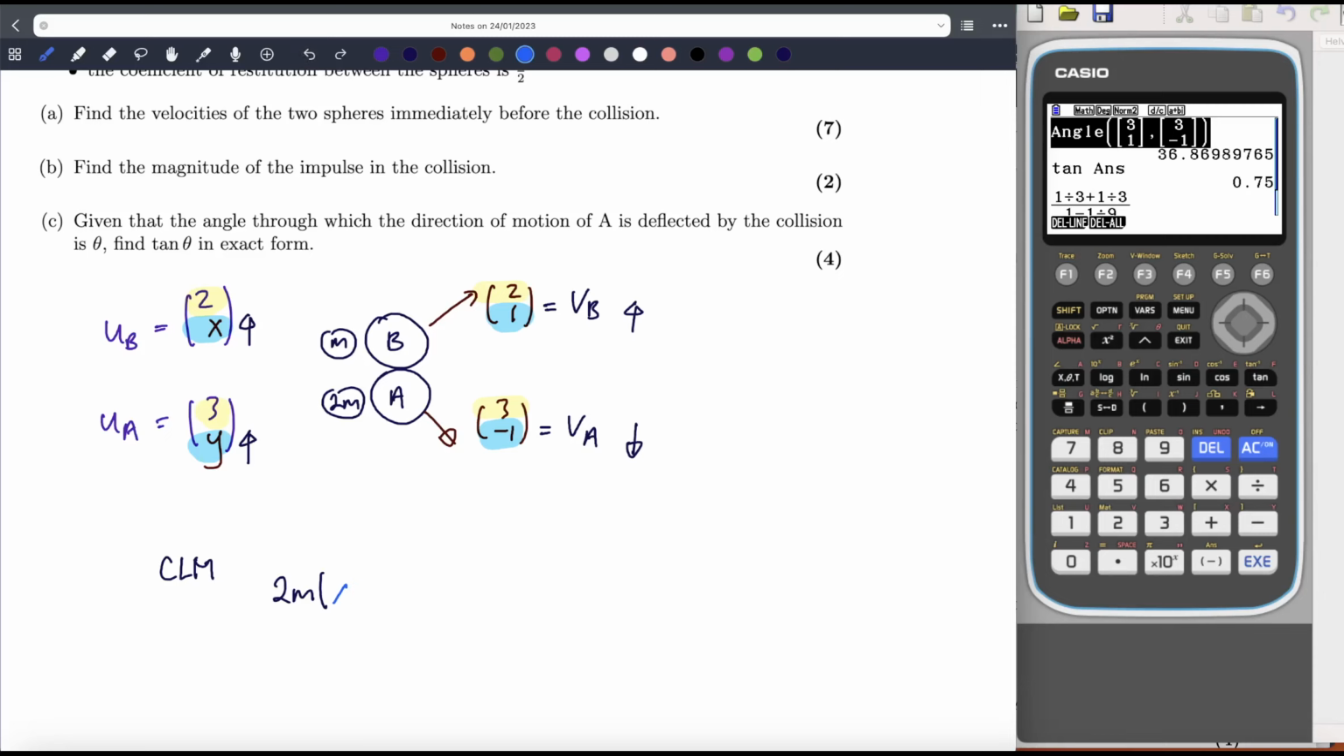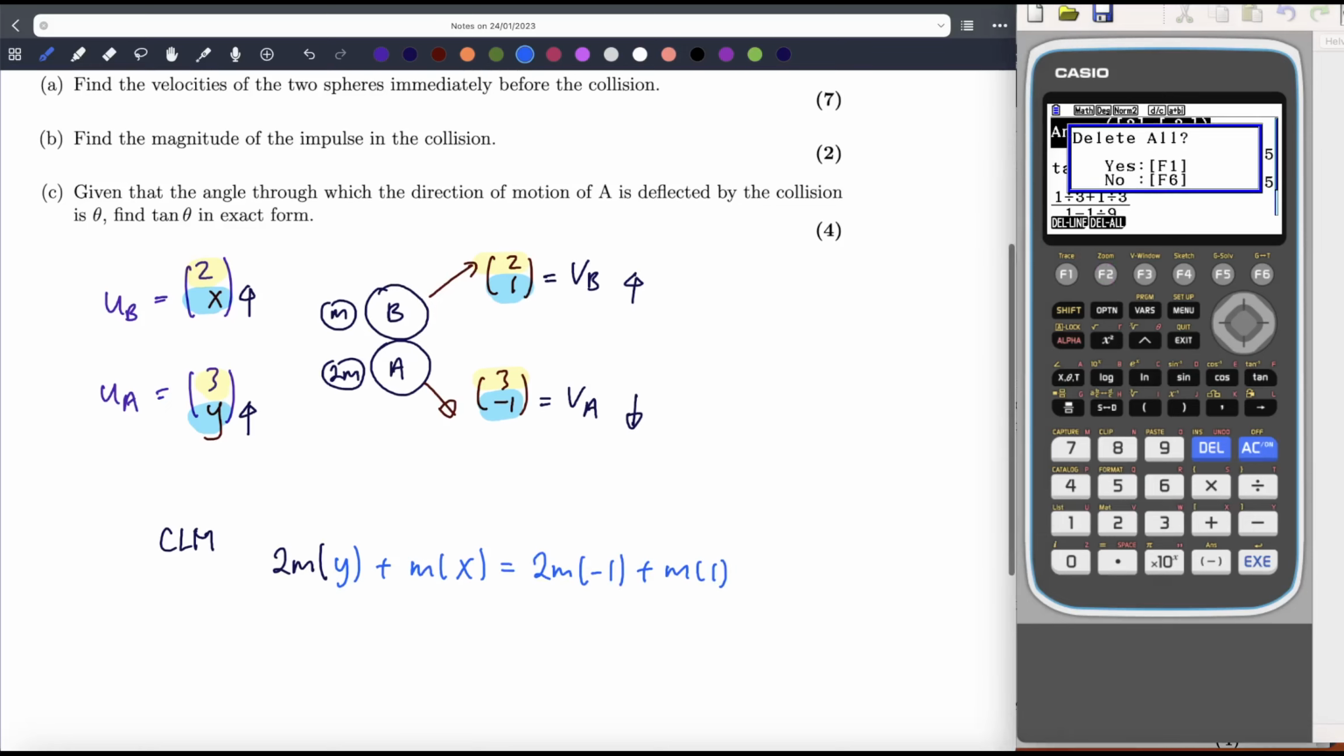2m will be positive y, and m will be positive x, because they're both going upwards where up is positive. We've also got your final, so you've got 2m lots of minus 1 and also m lots of 1. With that, we have our first equation, x plus 2y equals minus 2 plus 1. So that's minus 1. First equation.